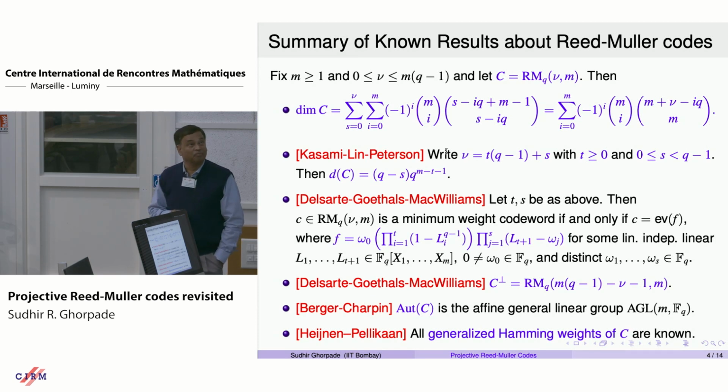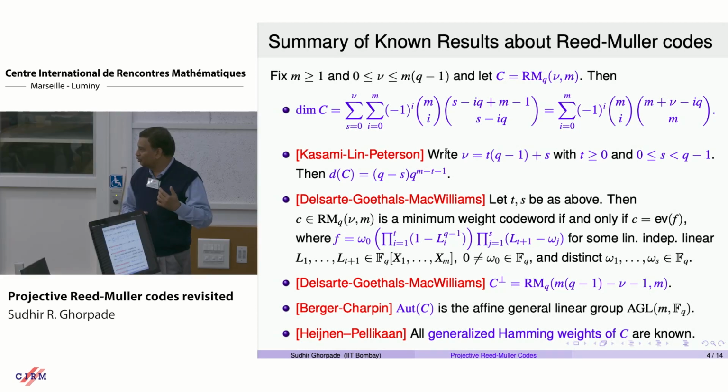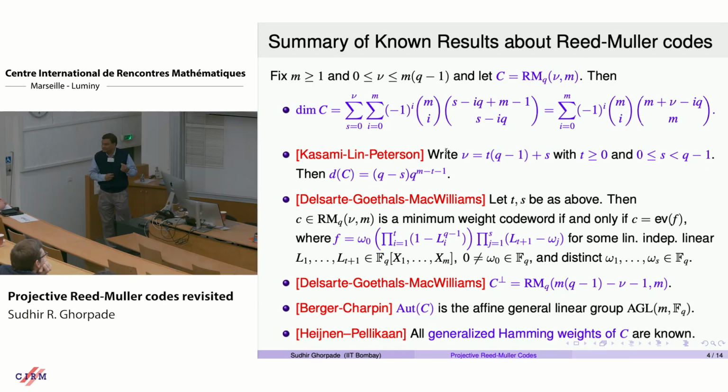What are the polynomials which attain this minimum weight? If you want a quick check, you can just check that the polynomial I have written down actually has degree nu, it's t times q minus 1 plus s. Furthermore, the duals of Reed-Muller codes are also Reed-Muller codes. This is one of the advantages of looking at Reed-Muller codes not just for nu less than q, but nu less than or equal to m times q minus 1.